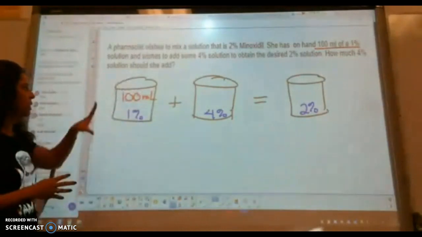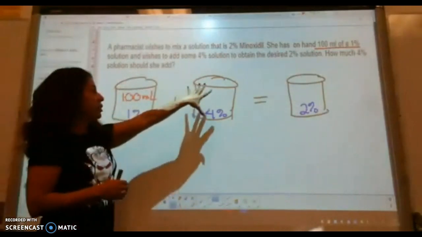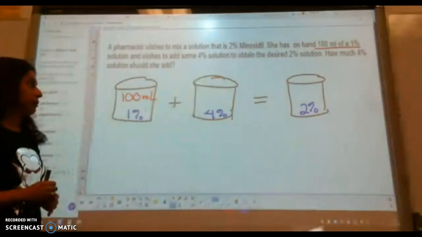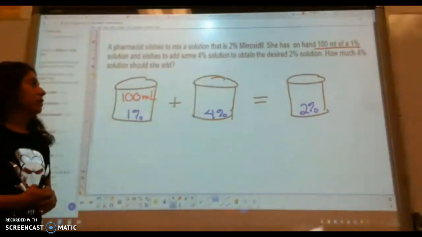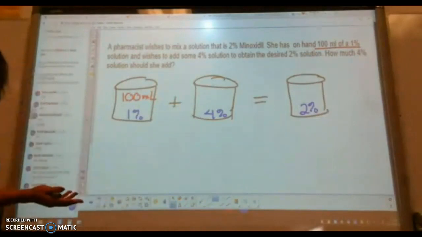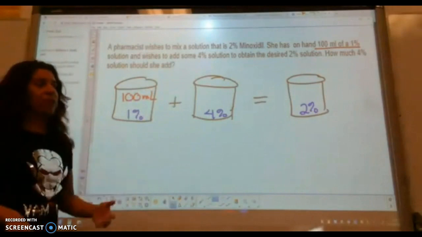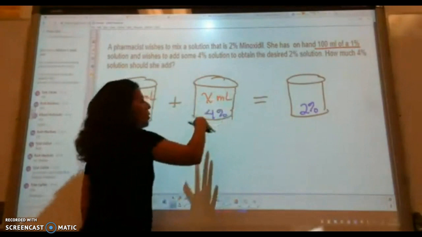So each bucket has that. So how many milliliters does she have of the 4%? I would read it through a couple of times. Yeah, and we don't know. That's what they're asking. I don't know how much she has of the 4%. All right, okay, so that's going to be my X. X is the milliliters of the 4%.